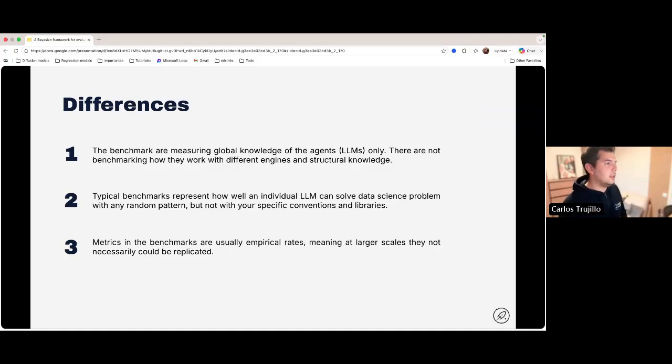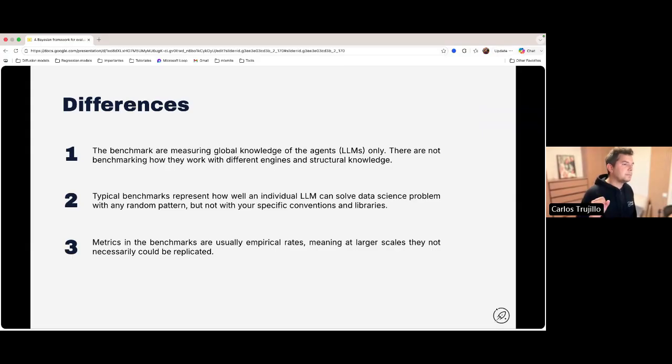One, or the more important, is that the benchmarks are only measuring the LLM knowledge, right? And the LLM knowledge only. For an agentic data science workflow, you also need to measure the engine and the knowledge that is being provided to the agent. So the agent itself, it's nice that it's getting intelligent. That's great. But the other two pieces are also complementary, and you will see why in a second.